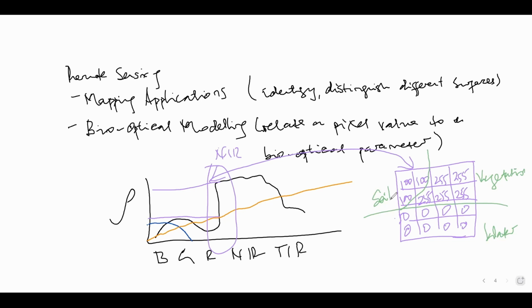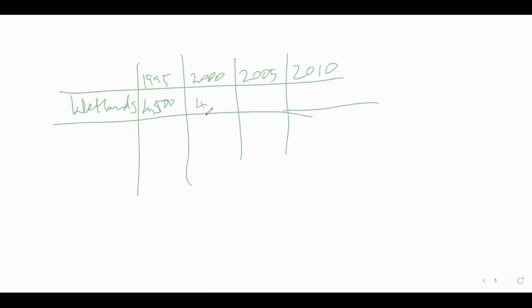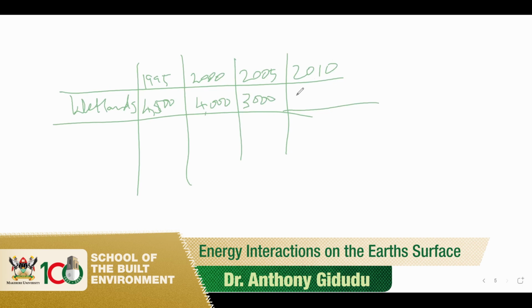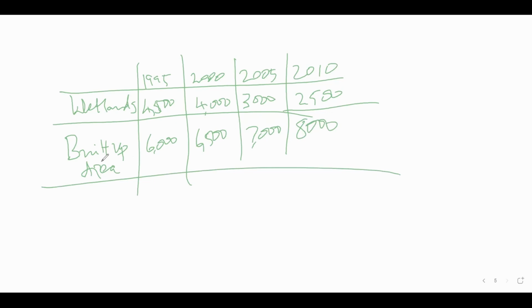So if I want to see how wetlands have changed over time, I can get a satellite image of 1995, and we can see what the wetlands were like in 2005 and 2010. We can now look at the acreage of wetlands in the place of interest. Maybe it was 4,500, here it was 4,000, here it was 3,000 square kilometers. We can also distinguish built-up area. So you can classify your map according to extracted features of interest, and that's one of the exercises we shall be involved in.